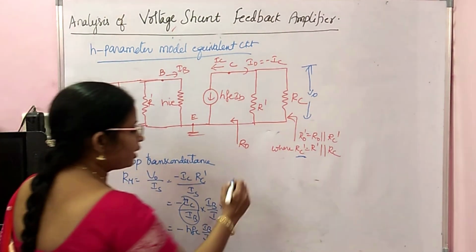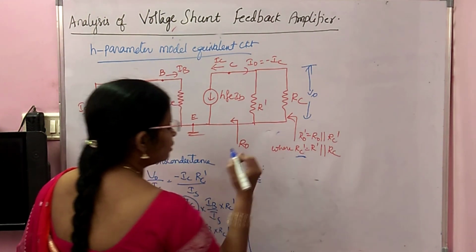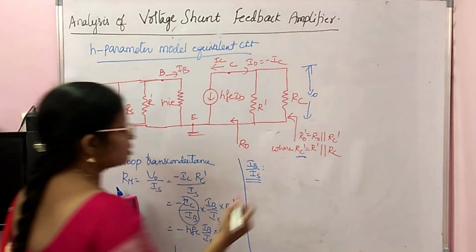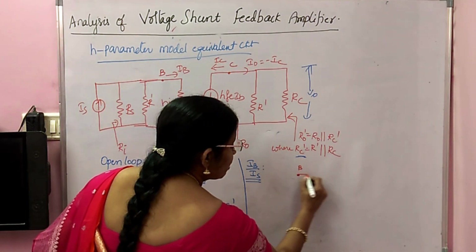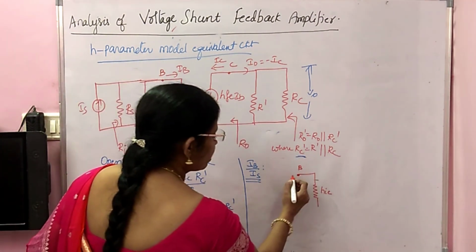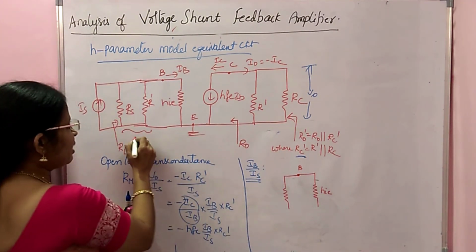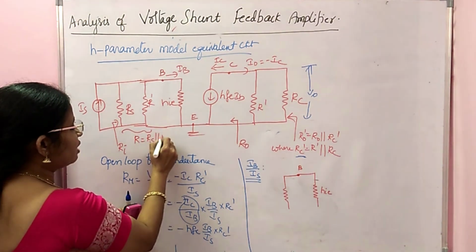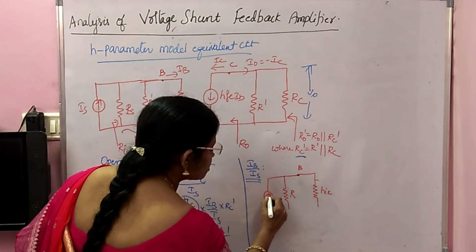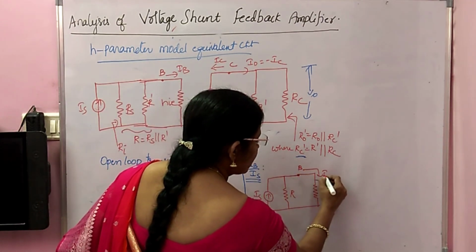Then how to find this IB by IS? See this input circuit. I am drawing the input circuit once. This is the base. From this base, on one side you have HIE, and on this side you have this parallel combination. Let it be R. R is RS in parallel with R dash. So totally take this as R. The total current here is your IS. From the base, the current is IB.